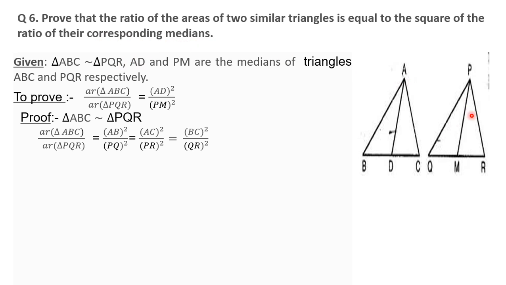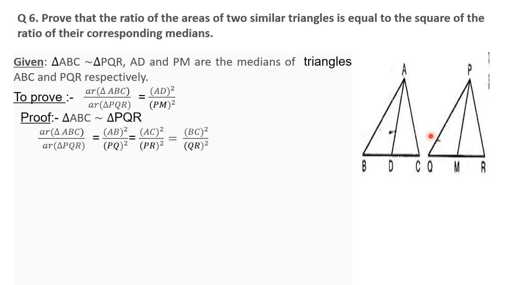Now, as in the figure, ABC and PQR are two similar triangles, and AD is the median of side BC. PM is the median of QR of the triangle PQR, and we have to prove area of triangle ABC upon area of triangle PQR is equal to AD square upon PM whole square. Now, for proving this, let's start.